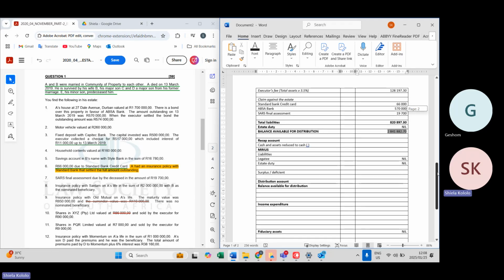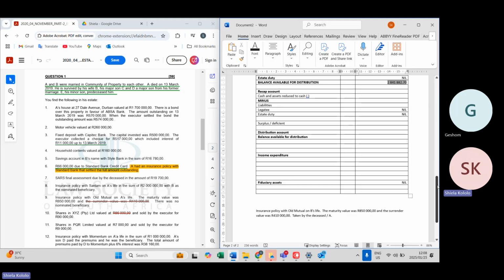Right? And also in that, we must keep in mind that they were married in community of property. So this balance available for distribution must actually be divided into two. But we will get there once you have mastered the principles.